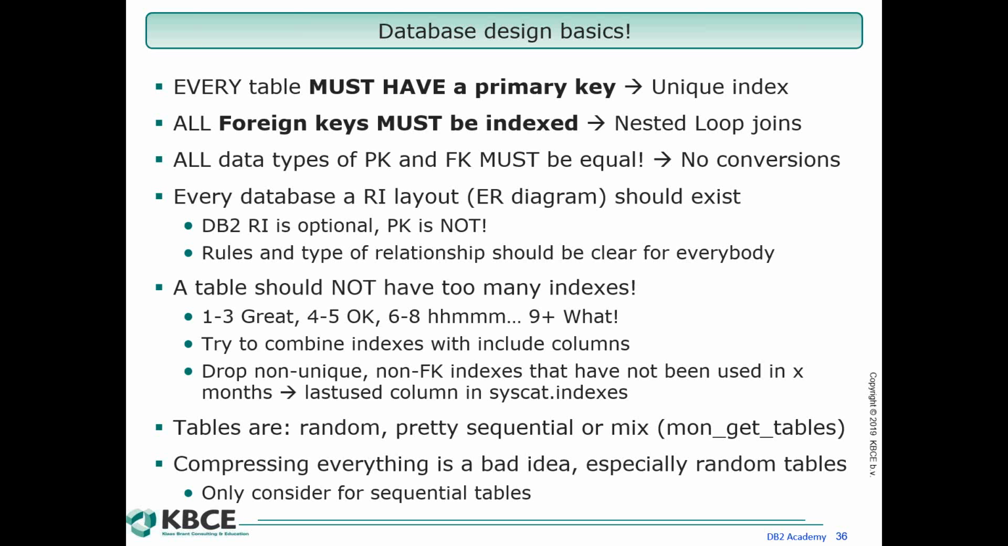And the data types of primary and foreign keys must be definitely equal. And no decimal 5 with a decimal 6 joining, et cetera, et cetera. That is bad practice. That is a lot of overhead, and also is pushing the optimizer towards tricks which you don't want. So make sure that your data types are always equal.